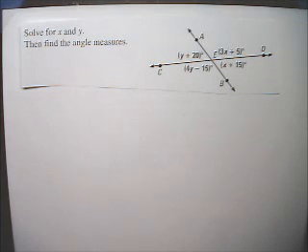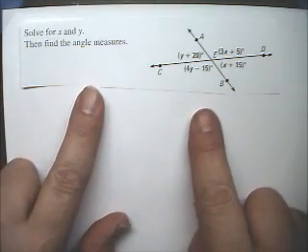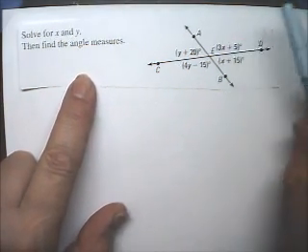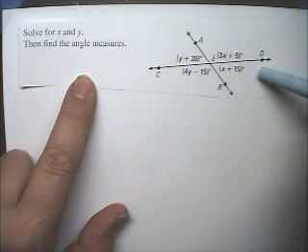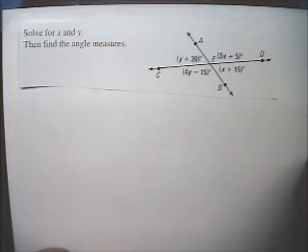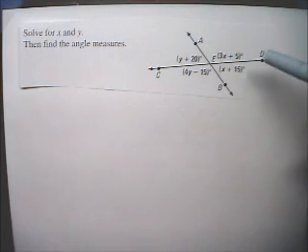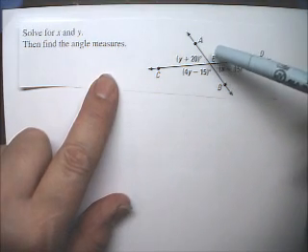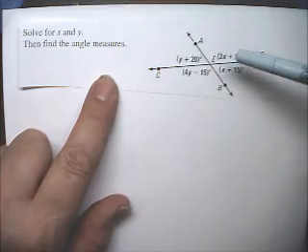Hello, this is Basics of Geometry, Angle Pair Relationships, Example 3. Here we have this diagram, and we have to solve for x and y. So it's a very interesting problem.